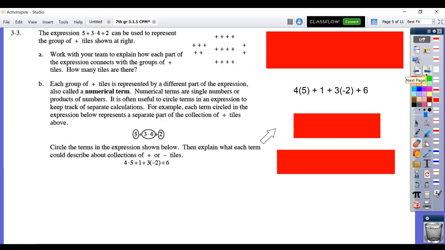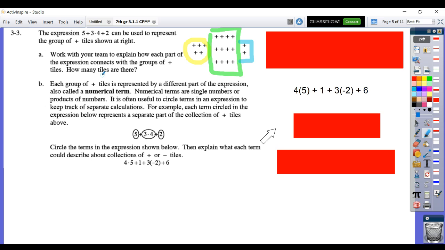For 3.3, if you were looking at this expression, 5 plus 3 times 4 plus 2, they're telling you you could represent it with these integer tiles shown. So here's your 5. Here's your 3 sets of 4, because there's a set of 4 positives, a set of 4 positives, another set of 4 positives. And lastly, here's your 2 being added at the end. Okay, so then how many tiles are there total?